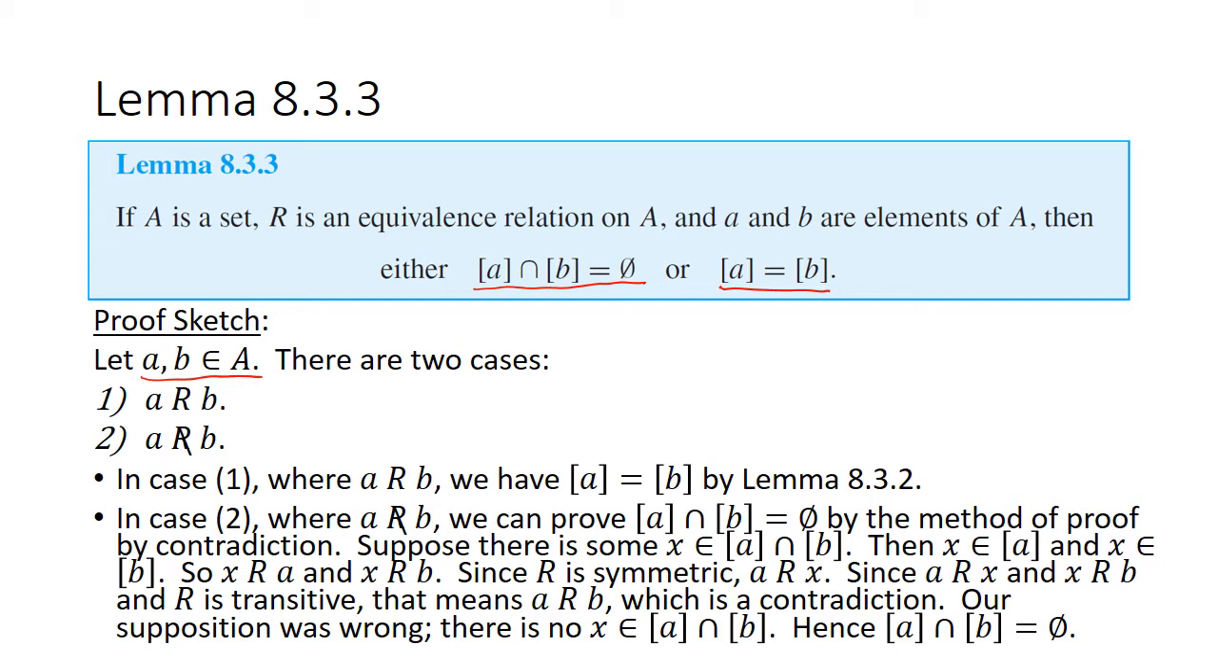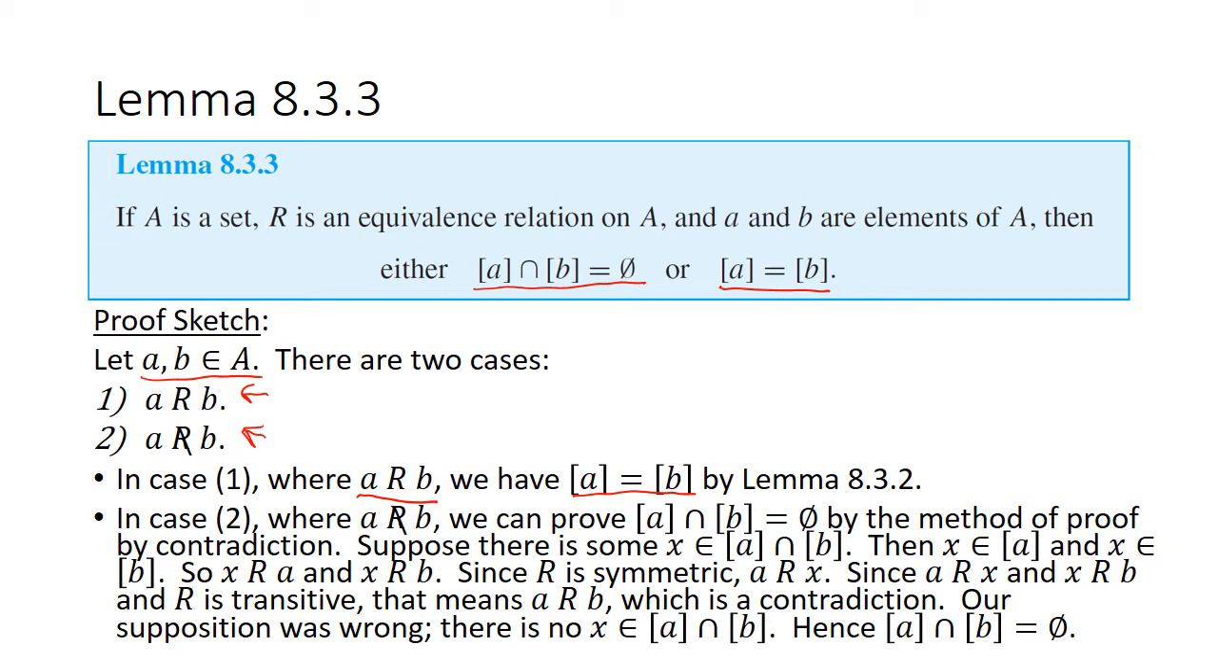Either they're related to each other, or they're not related to each other. So one of those two must be the case. Let's look at those separately. In case one, we have that A is related to B. In that case, we can use the last lemma on the last slide to say that since A is related to B, the equivalence class of A is equal to the equivalence class of B. Okay, so that's case 1.